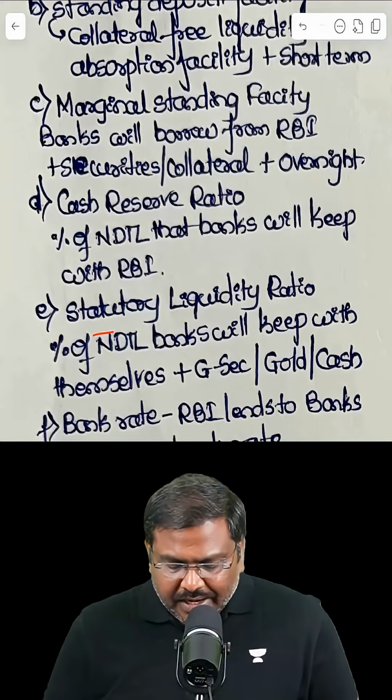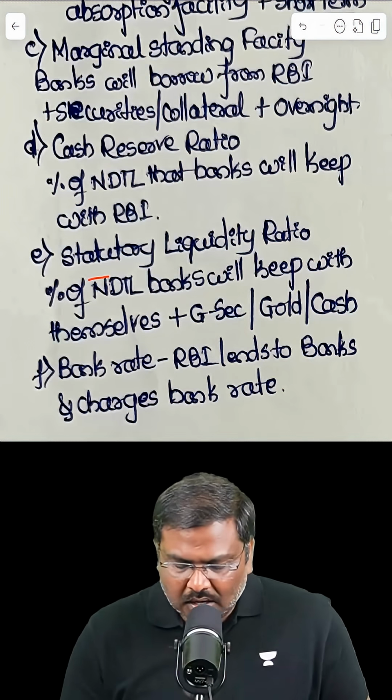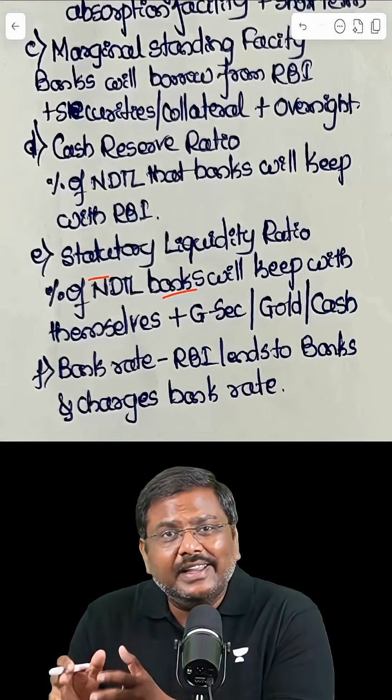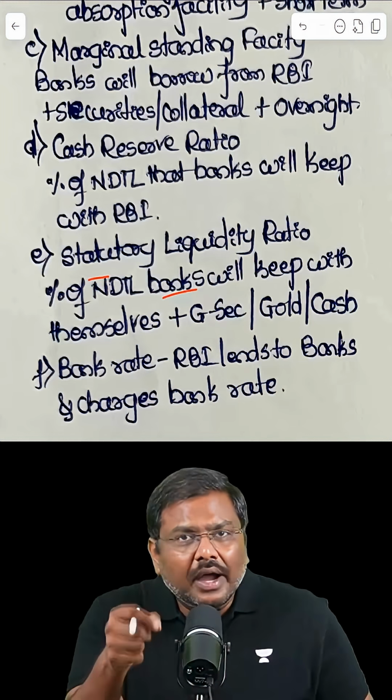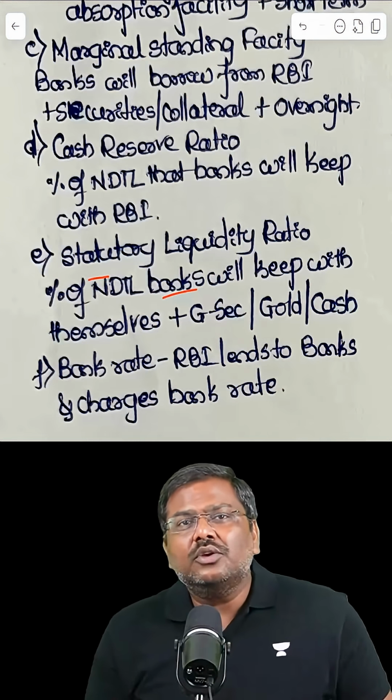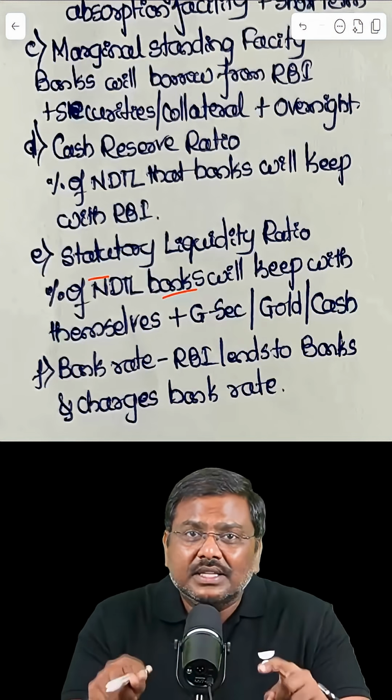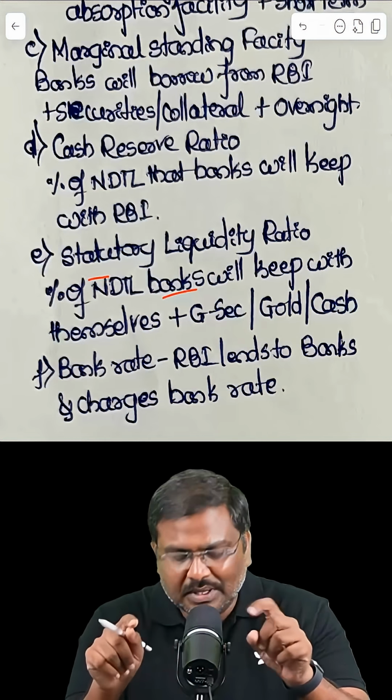Fifth one, statutory liquidity ratio, SLR. It represents the percentage of NDTL that the banks will have to keep with themselves, either in the form of cash, approved government securities, or in the form of gold. Banks generally keep this in the form of approved government securities.